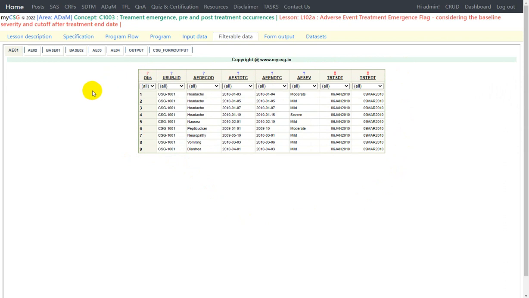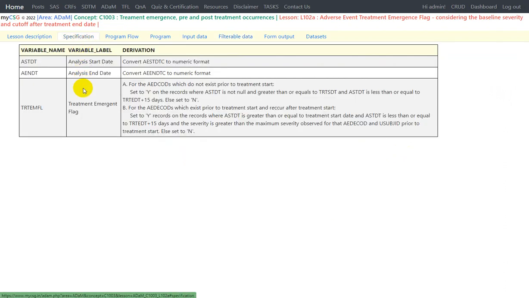Now let us take a look at the specification for this lesson. The specification is listing the three key variables that will be needed for this lesson. The first one is ASTDT. It is saying convert AESTDTC to numeric format. AESTDTC is an SDTM variable in the AE dataset which contains the adverse event start date in character format in ISO format. So we are being asked to convert it into numeric format and save it in ASTDT.